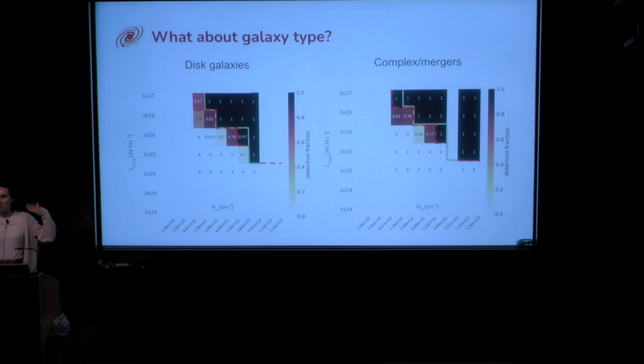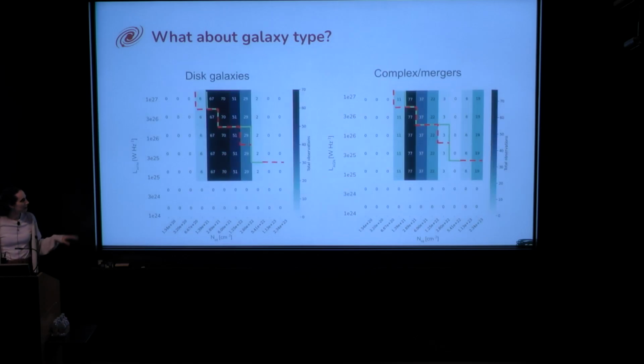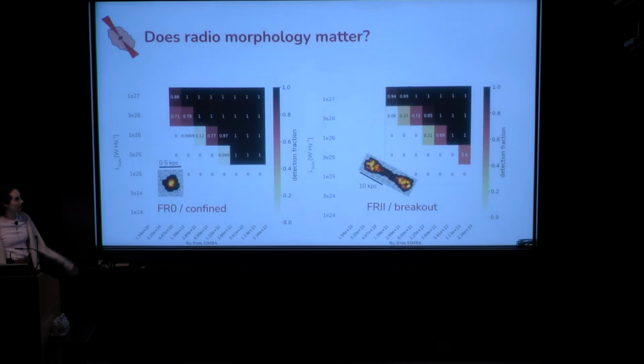So there are different amounts of observations in each of the bins. If we look at that again in terms of the number of observations we have in each bin, we actually see where there's a discrepancy up here and over here. We actually have very low number statistics. So it's probably not a significant difference when we're looking at the disk galaxies as opposed to the complex mergery galaxies. No significant effect.